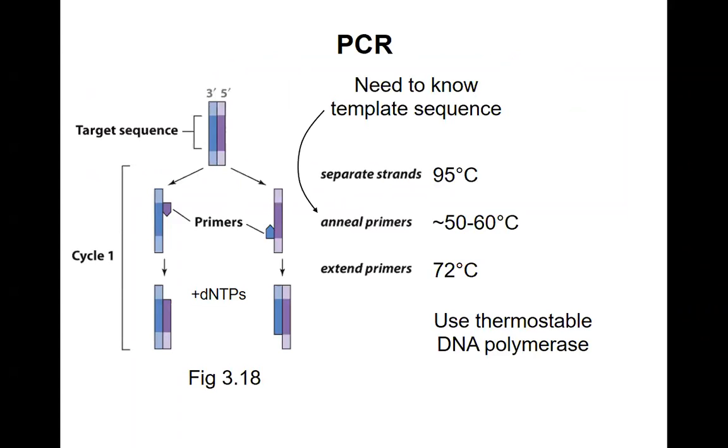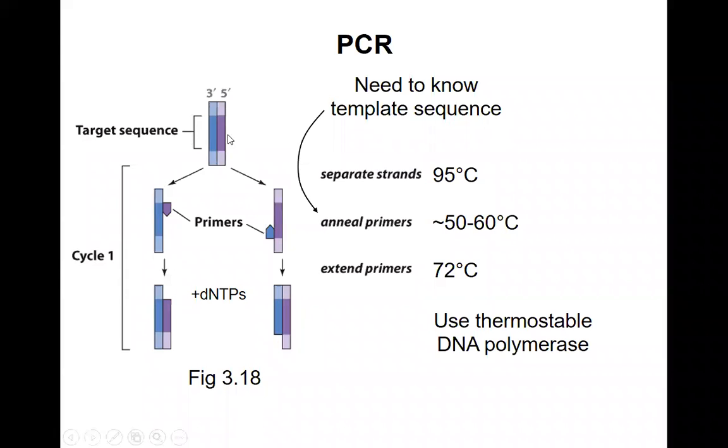So PCR, now we want to just amplify our Fox gene, right? That's the one we care about. We don't care about anything other than that. What you need to know for PCR is the sequence you want to amplify. So you cannot amplify things that you don't know the sequence of, which is a big drawback, but that's just how it is.